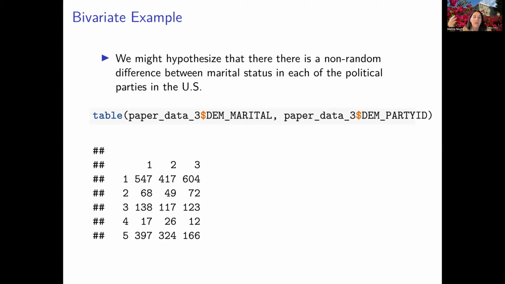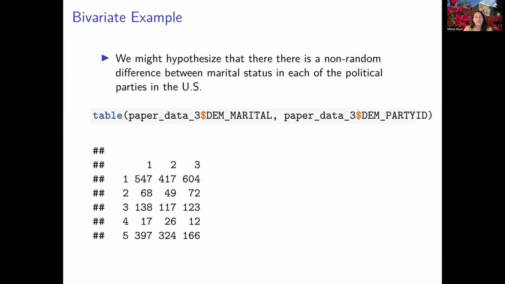and seeing whether there's a meaningful difference between the different rates. So in this case, we might hypothesize that there's a non-random difference between marital status in each of the political parties in the US, i.e. maybe there are more married people in the Democratic Party or more married people in the Republican Party. You could see a world where a causal mechanism would be because Republicans are more interested in moral traditionalism and maintaining family values, that there are going to be more married people in that party. And so we're still going to be doing this sort of table comparison.